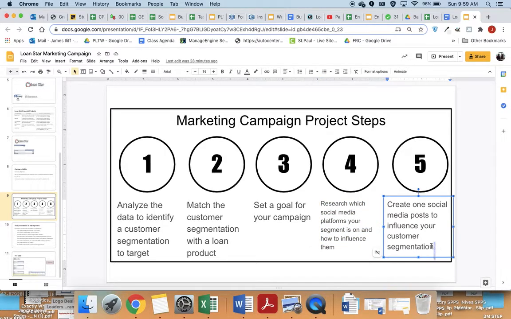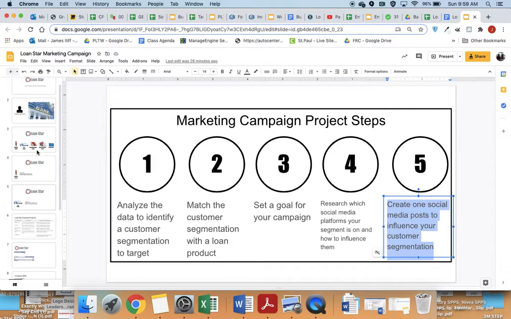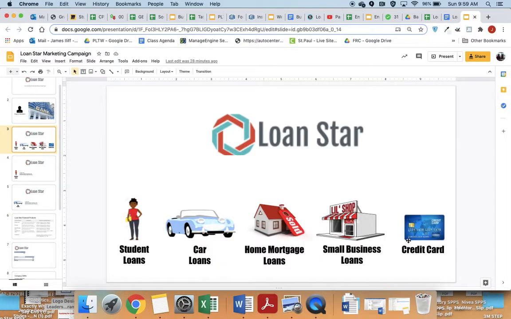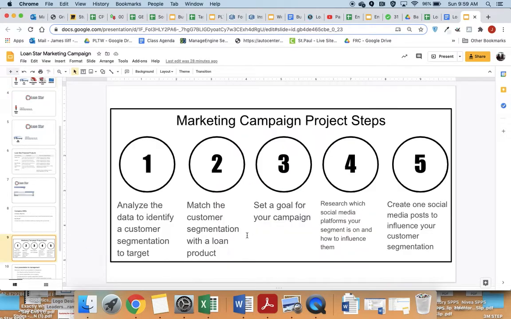And then lastly, you're going to create one social media post to influence and engage your customer segment. So you're going to create one social media post. And remember, the goal is to engage and influence your target segment. And remember to pursue one of these products here. So that's kind of the marketing campaign steps.